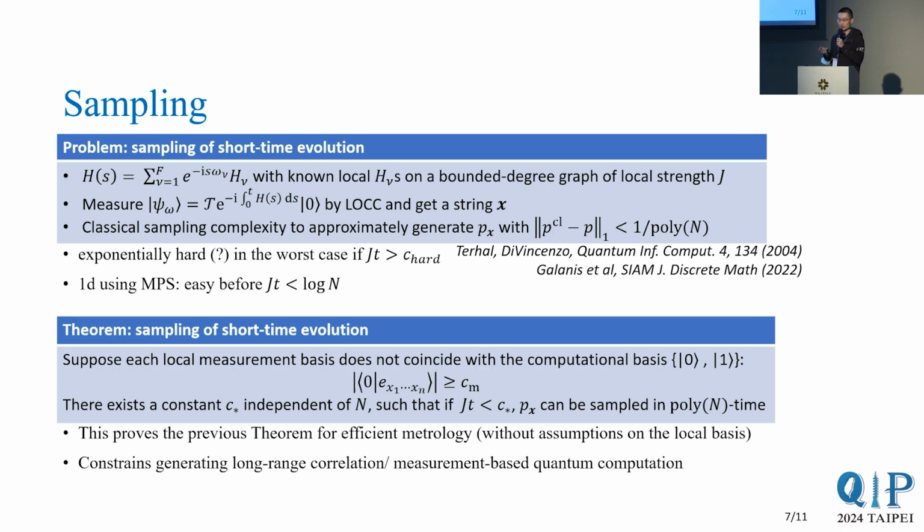Okay, so as for implications, as I said, this proves the previous metrology theorem where we can show this measurement assumption holds naturally. And also this proof can be easily generalized to show that before this order 1 time, long-range correlation cannot be generated by these local measurements. And so this also constrains the power of measurement-based quantum computation.